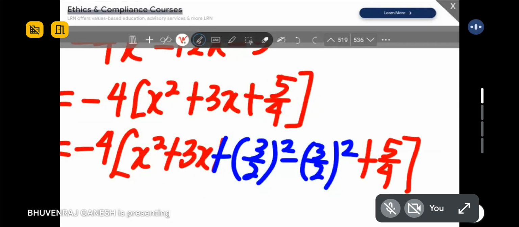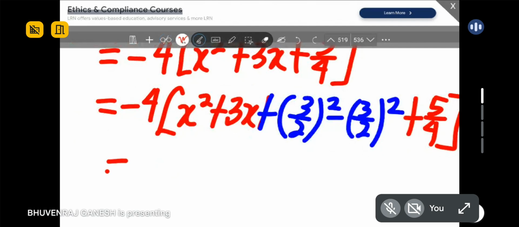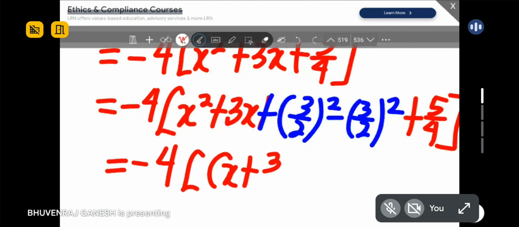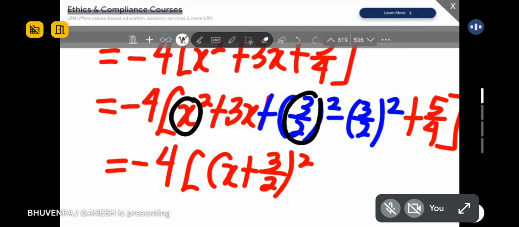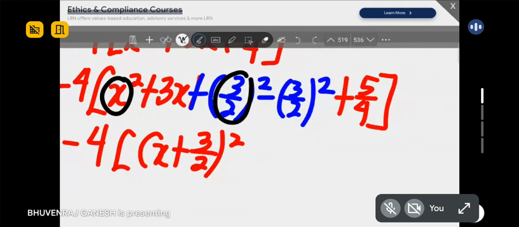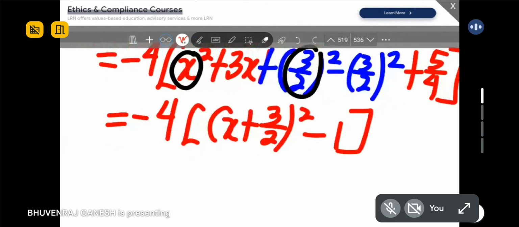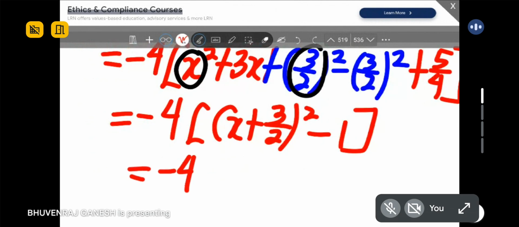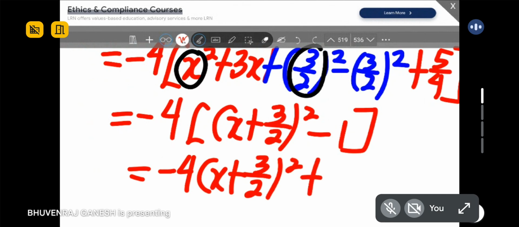So after this step, you just simplify, permudahkan. So you will get x plus 3 over 2 square. You must combine these two terms, guys. Gabungkan dua-dua yang ni. So that's why you have x plus 3 over 2 square. And then you press the calculator. Minus 9 over 4 plus 5 over 4 is minus 1. Okay? So the final answer: negative 4 times x plus 3 over 2 squared, plus 4.